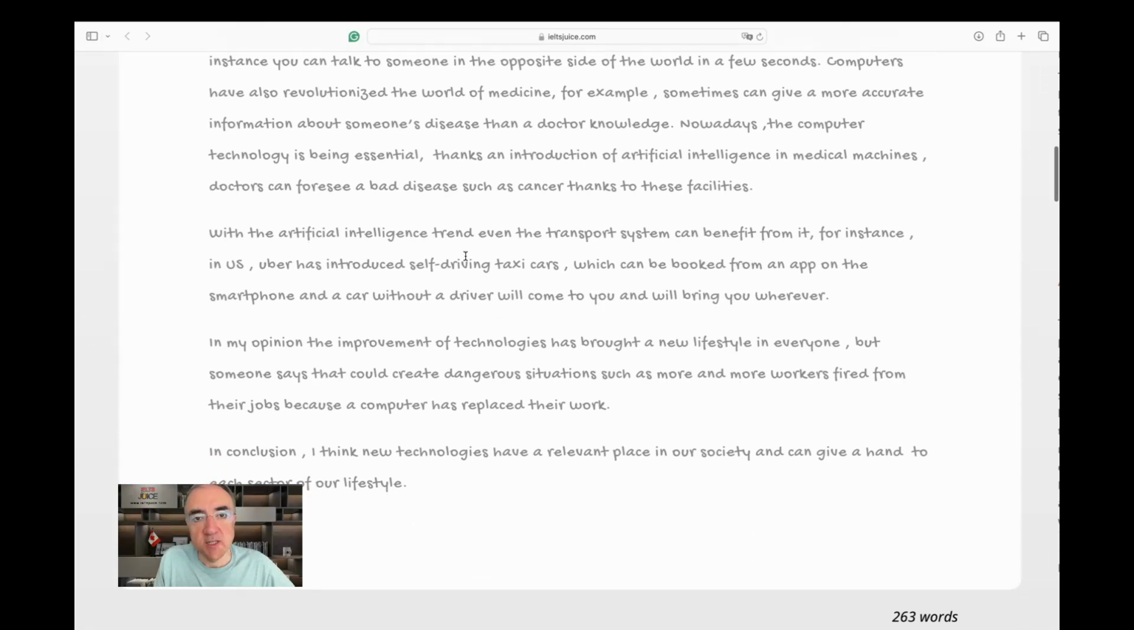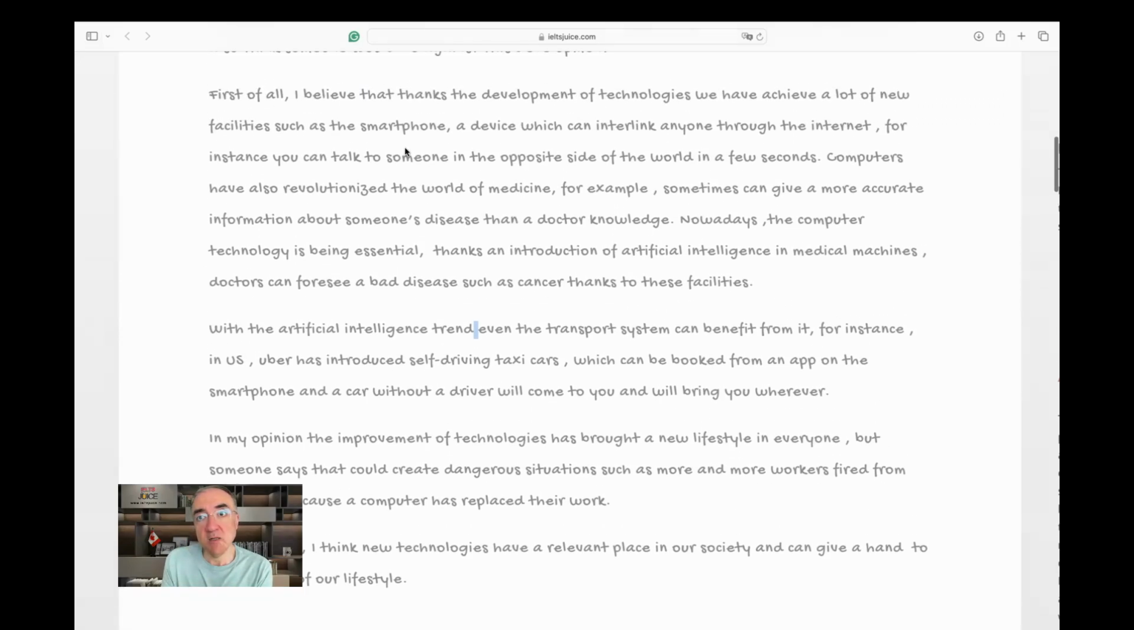With the artificial intelligence trend, so the artificial intelligence was in this paragraph. Why are we again talking about it here? Why is there a new paragraph for that? What's the purpose of this new paragraph? With the artificial intelligence trend, even the transport system can benefit from it. Oh, so we mentioned communication and medicine in the first body paragraph.